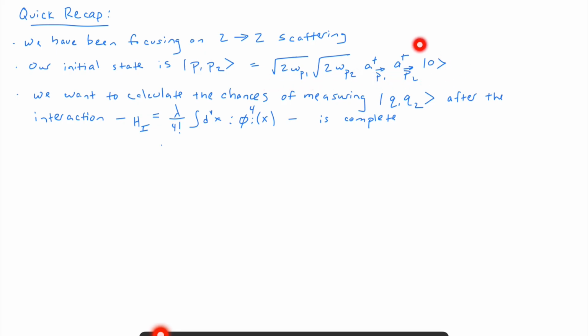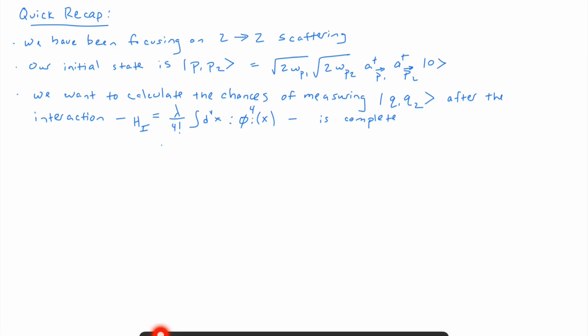And we can express that like this using relativistic normalization, as we talked about before. We want to calculate the chances of measuring two particles at the end, but of momentum energy Q1 and Q2 after the interaction. And the interaction we're using for our toy model for scalar field theory, which is what we've been doing so far, is the following, where we call it phi-fourth theory. We have these other factors, but basically our interaction term is phi to the fourth power.